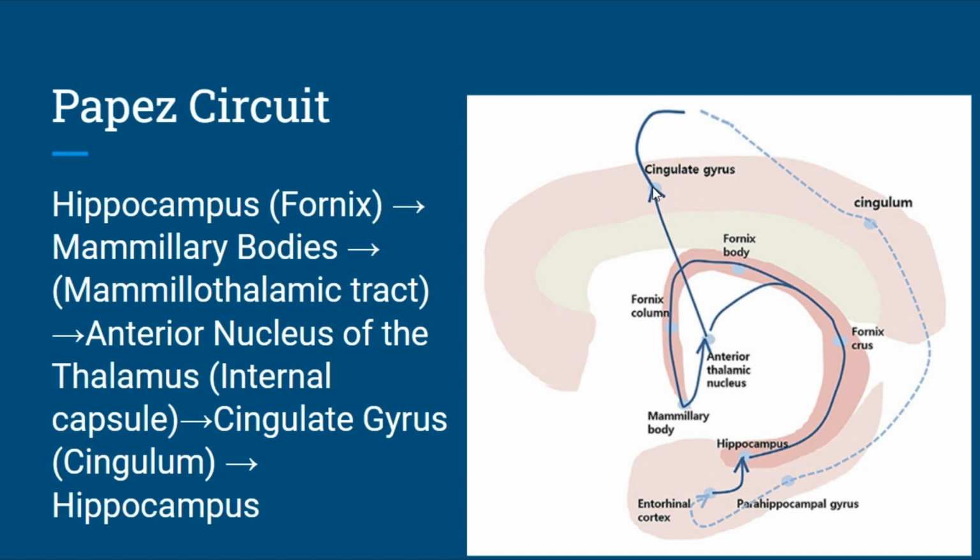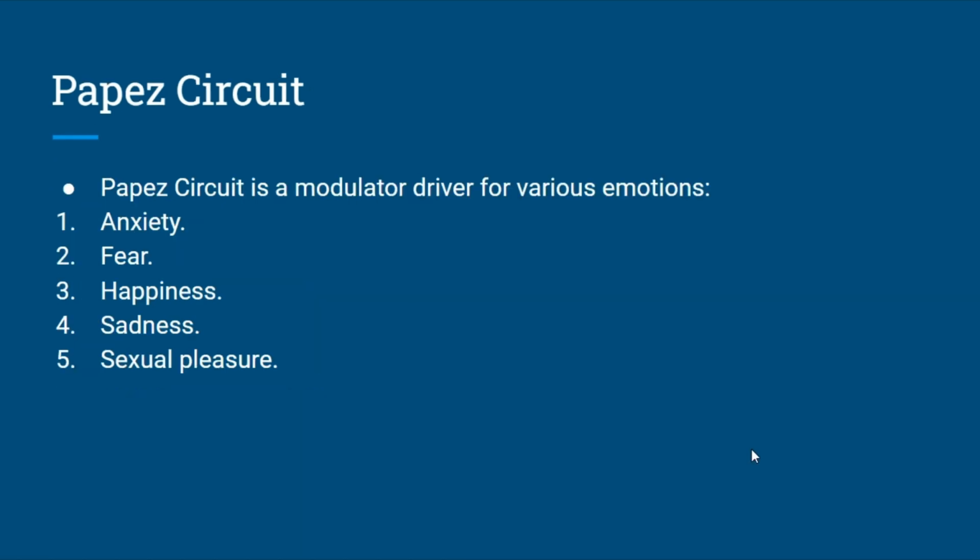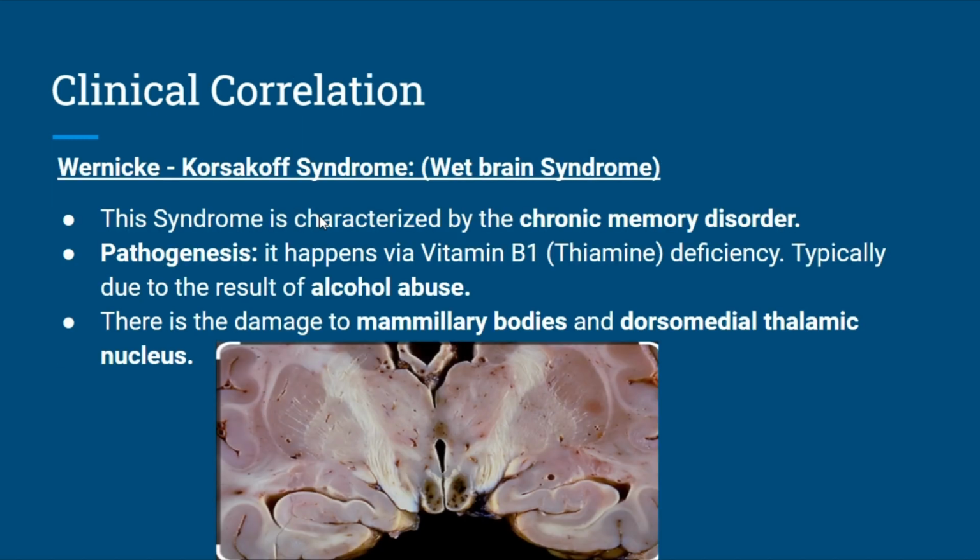The cingulate gyrus is going to be connected back with the hippocampus, a long route that it has to take through this cingulum. So you see all this dotted line is basically the connection going into the parahippocampal gyrus and entorhinal cortex, and going through the hippocampus again. So that is the Papez circuit. So what does the Papez circuit do? It is a modulator driver for the various emotions that include anxiety, fear, happiness, sadness, sexual pleasure.